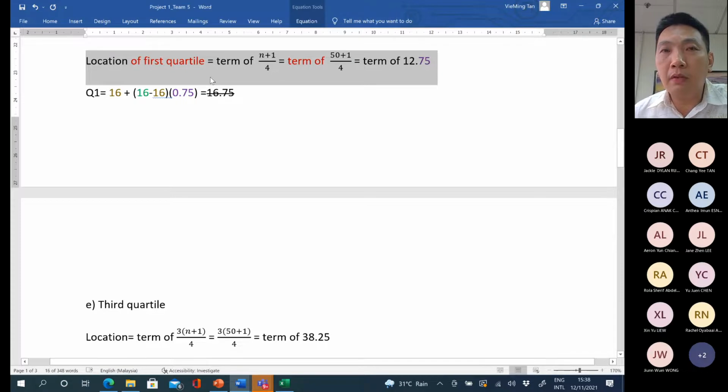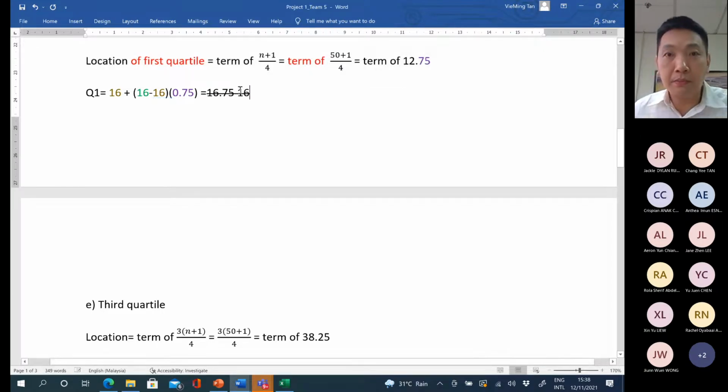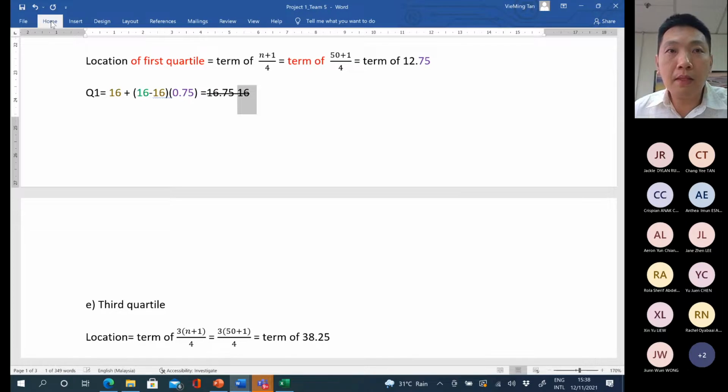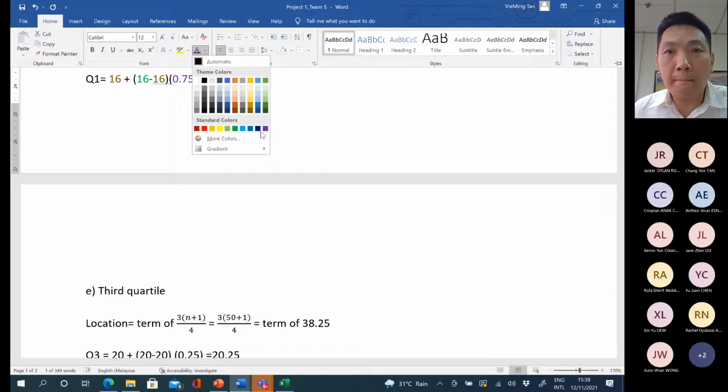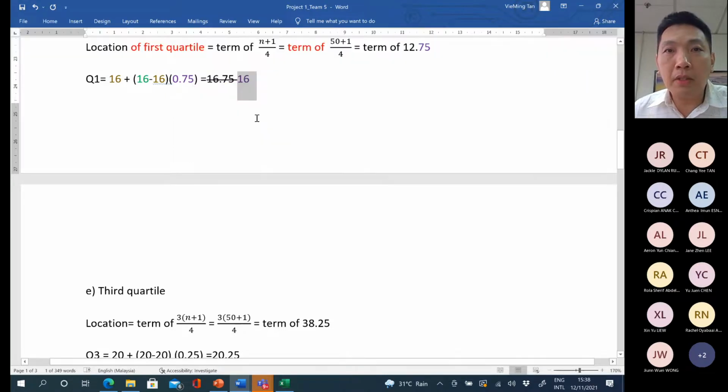If you know how to identify the location of Q1, even though your Q1 answer is not correct, your answer should be equal to 16, let's say. So if your answer is not correct, it's still fine. You still can get some marks. So 1 mark is given for this working, 1 mark.